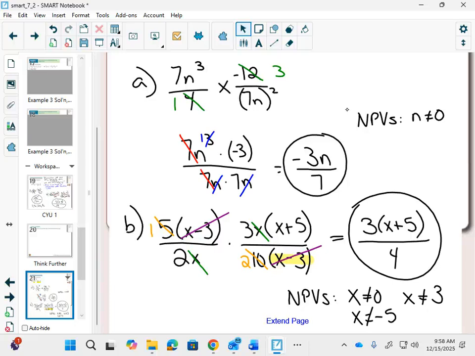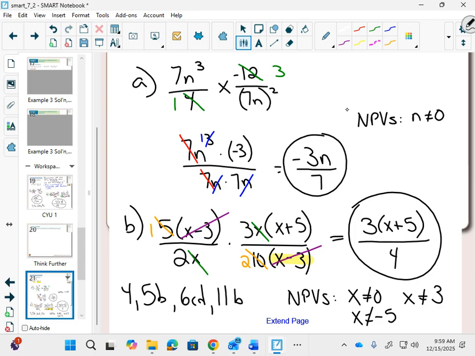So I just looked at the answers at the bottom. On a test or quiz, I would just get you to simplify. If I wanted the non-permissible values, I'll ask that as a separate question. Okay? So I'll be really clear that way. All right, now you can circle some of the ones you didn't. Like now you can circle 5B and 6C and D and 11B. And I'll give you some time to work on those right now.